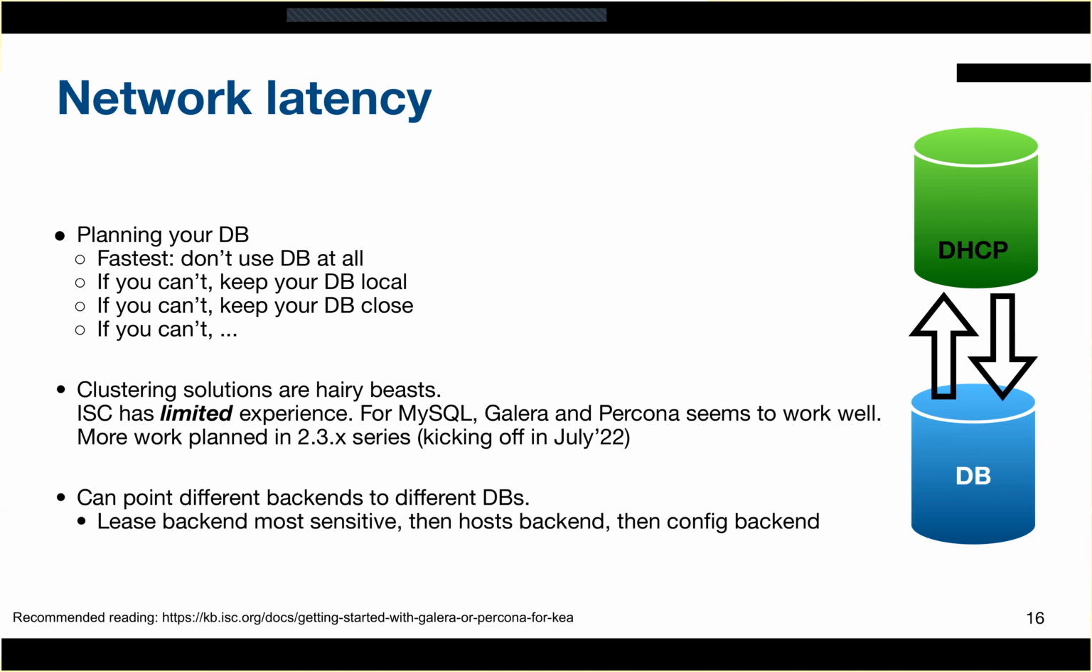Also, if you want to go that route, Kea can be pointed to different backends for different topics. So if you really want to, you might store leases in one database, reservations in another, and the config backend in yet a different one. Typically people use the same database shared in all three, but you don't have to. If you want to super optimize one for reading, one for writing, that's possible.